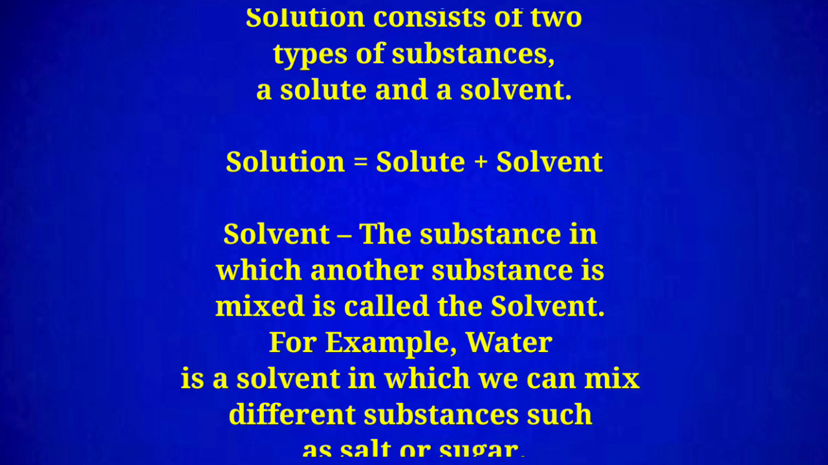A solution consists of two types of substances, a solute and a solvent. Solution equals solute plus solvent. Solvent: the substance in which another substance is mixed is called the solvent. For example, water is a solvent in which we can mix different substances such as salt or sugar.